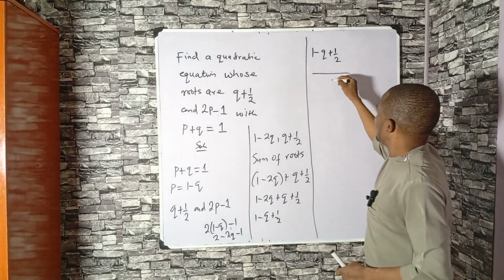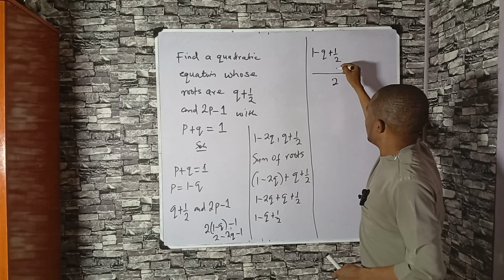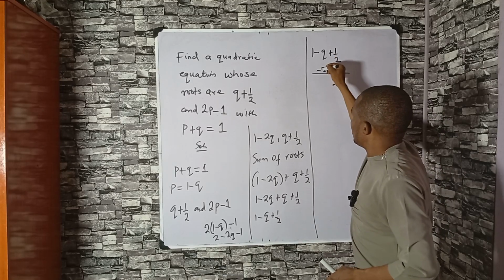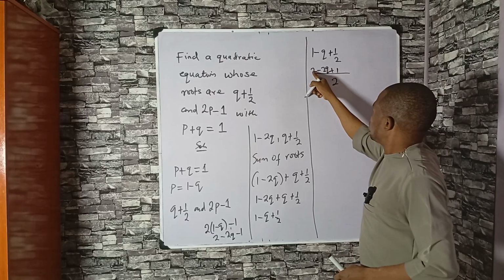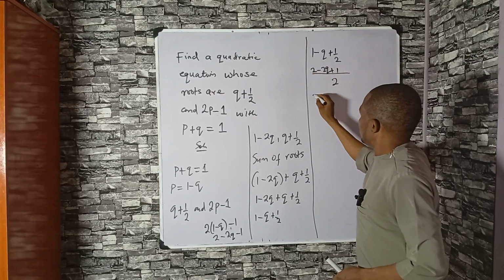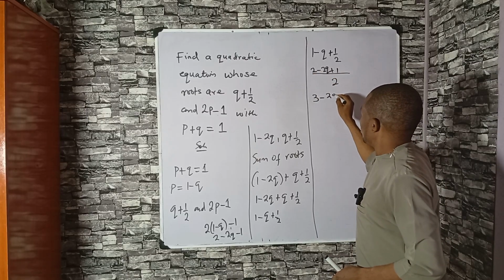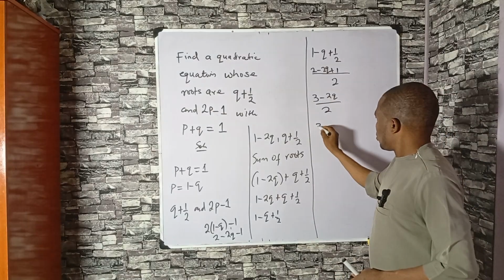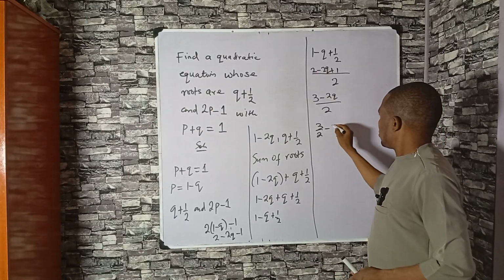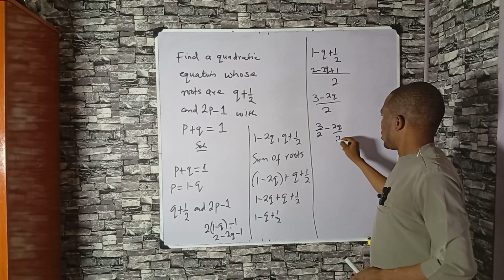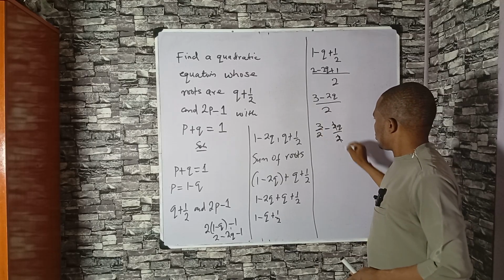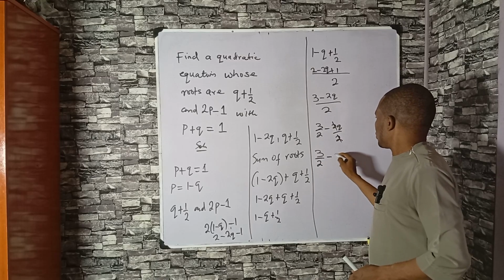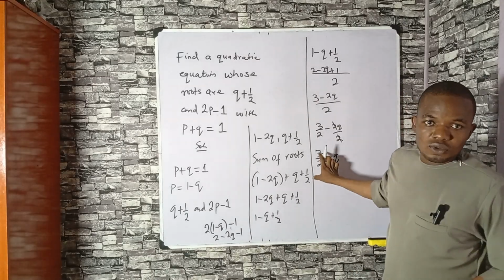LCM here is 2. 2 divided by 2 is 1. Here you have 2Q, you have 2. So 2 plus 1, that will be 3, minus 2Q, divided by 2. We can express this as 3 divided by 2 minus 2Q divided by 2, so that this can cancel this, and we have 3 divided by 2 minus Q. This is the sum of roots.